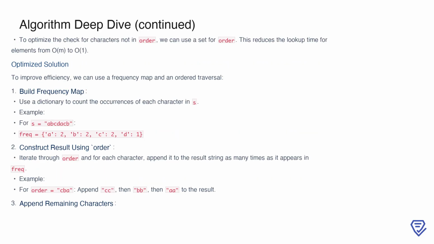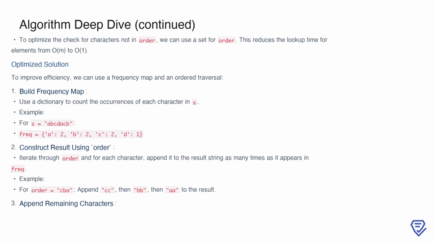To address the inefficiencies of the brute force approach, we can use a frequency map and an ordered traversal. First, we build a frequency map using a dictionary to count the occurrences of each character in S. For example, with S equals ABCDCB, the frequency map would be A2, B2, C2, D1.